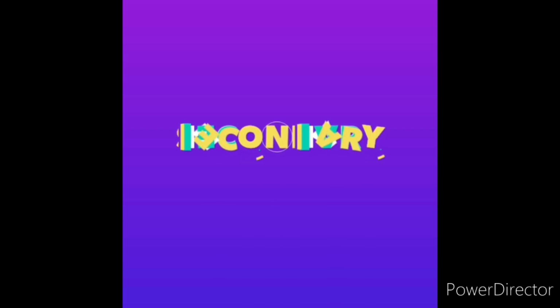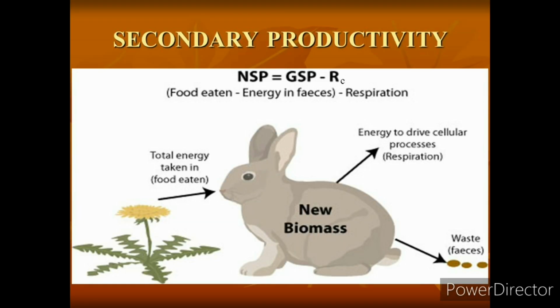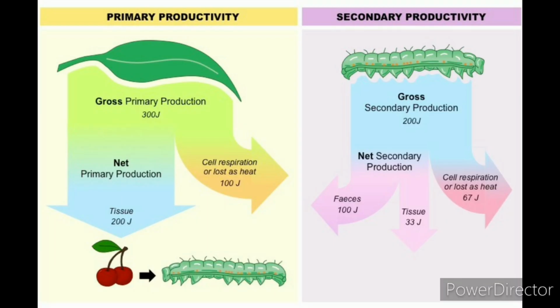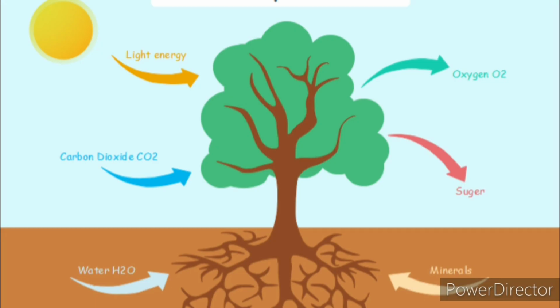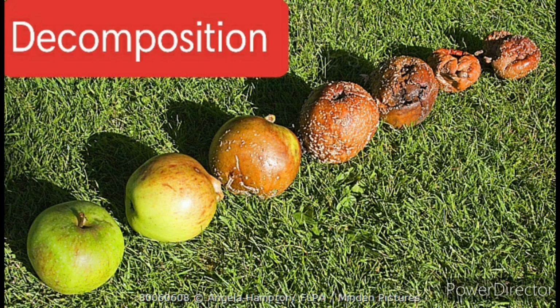Next one is secondary productivity. It is defined as the rate of formation of new organic matter by consumers. The primary production of an ecosystem usually depends on the plant species and various environmental factors, and therefore it varies from place to place. And the second topic is decomposition.